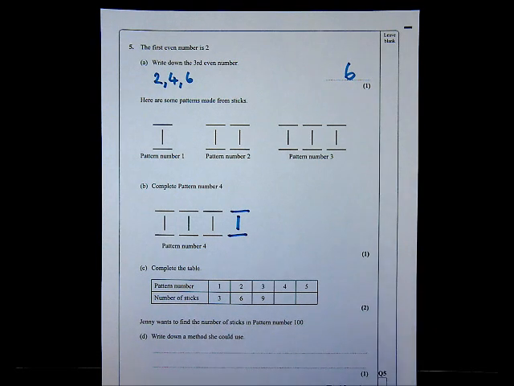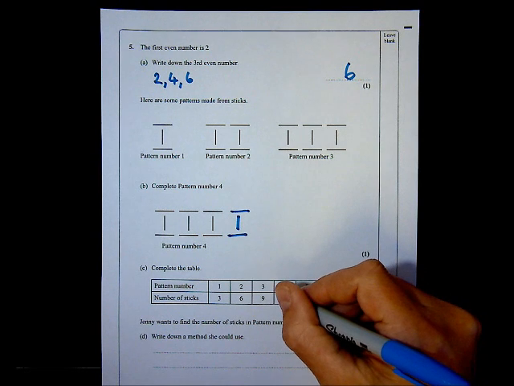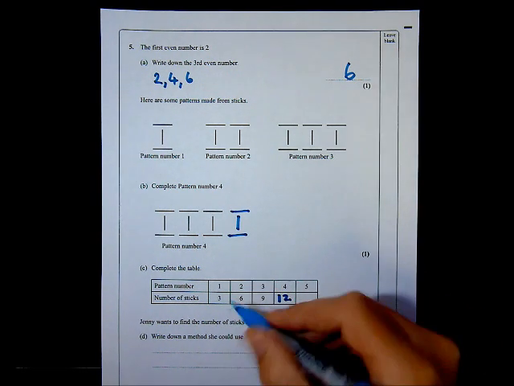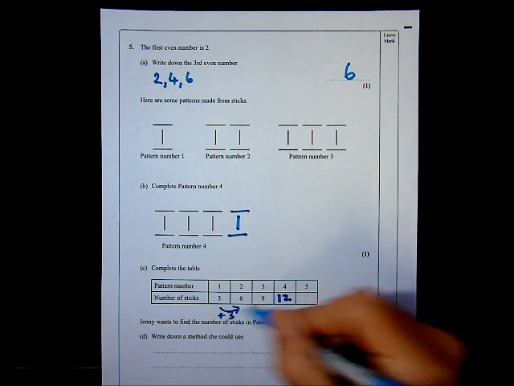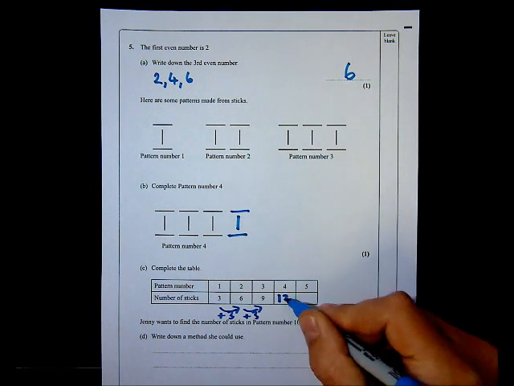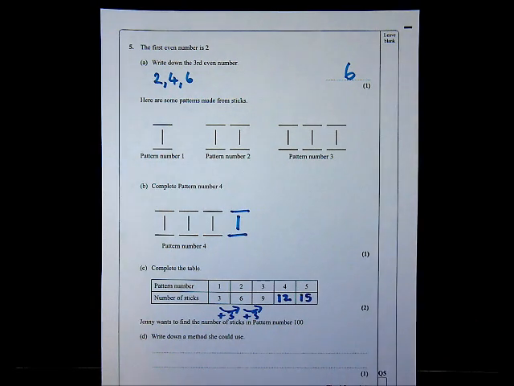In part C, I'm asked to complete the table, which goes 3, 6, 9. Obviously it's going up in 3s, so I just need to continue adding on 3 each time. So I'll get 12 and then 15.